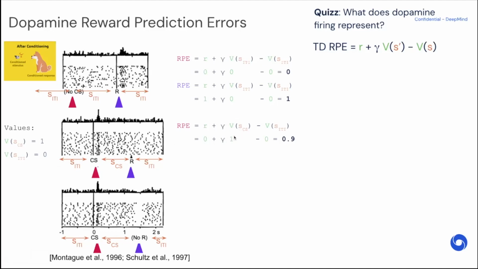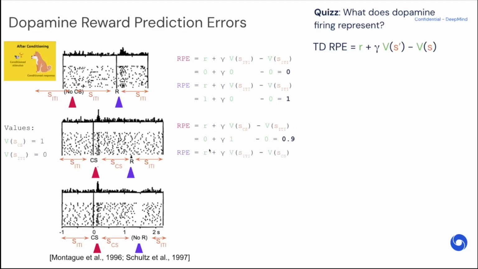But we move into the CS state, which we said has a value of 1, and we came from the ITI state, which has a value of 0. So we have a big RPE, which is surprising. There's no reward being delivered, and still there's a big RPE because we move into a state that we know is very valuable. And this is exactly where the dopamine neurons fire a lot. And now let's figure out why they don't fire in this state here when the reward actually gets delivered.